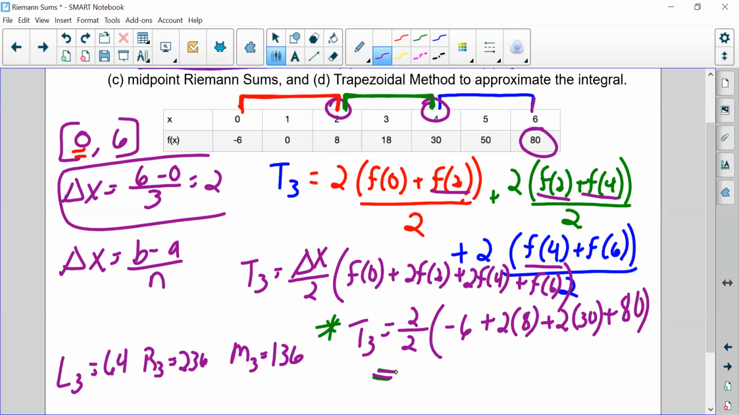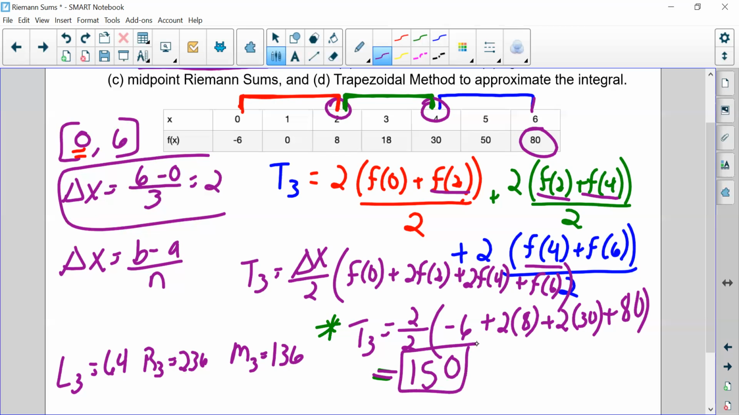So what is our trapezoidal value equal to? I don't remember this one. 150. That sounds right. Yeah, 150. So our answer here is 150.